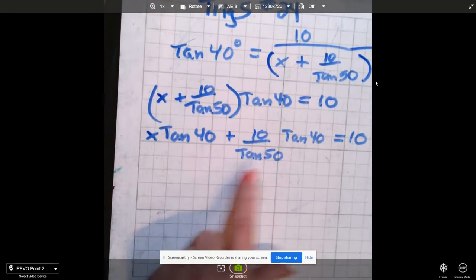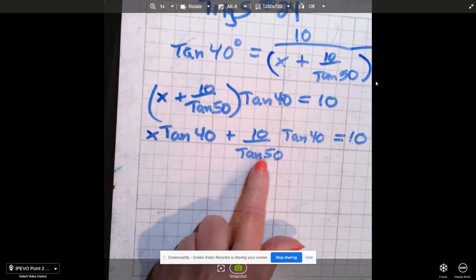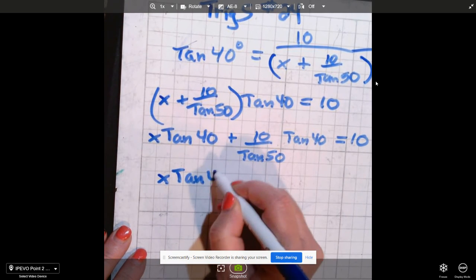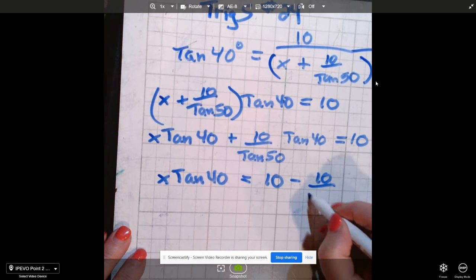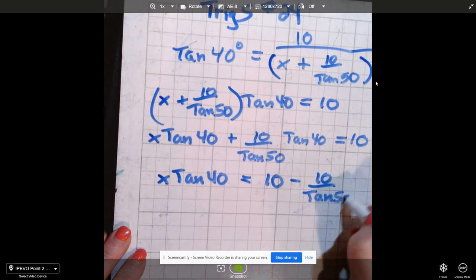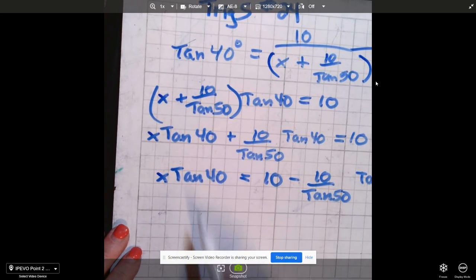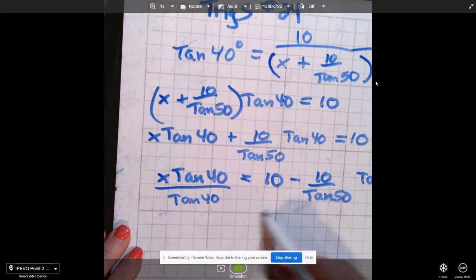I want to get x alone, so I'm going to take this, which is this whole thing. Remember, it's just a number. There's no variables in here. I'm just going to take this and subtract it over. So I'm going to have x times the tangent of 40 equals 10 minus 10 over the tangent of 50 times the tangent of 40. And now I'm going to divide both sides by the tangent of 40 in order to get x alone.